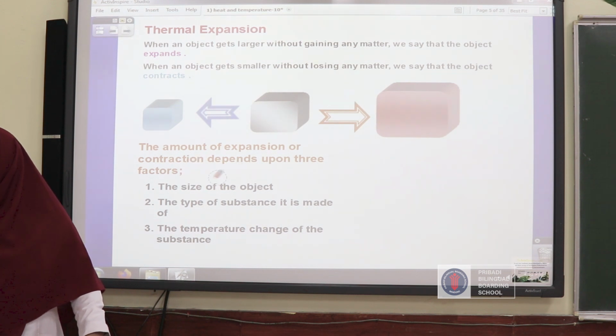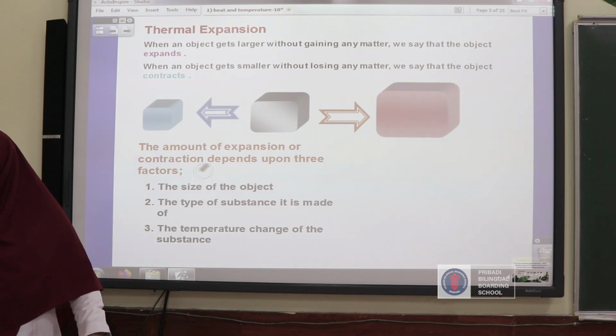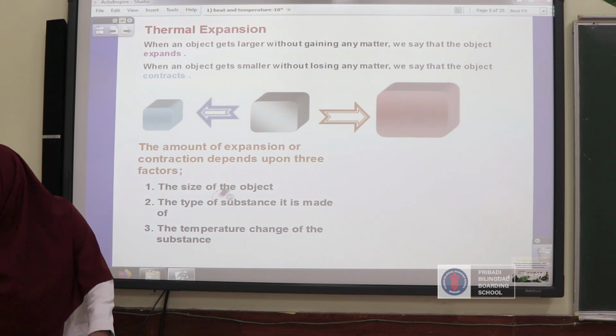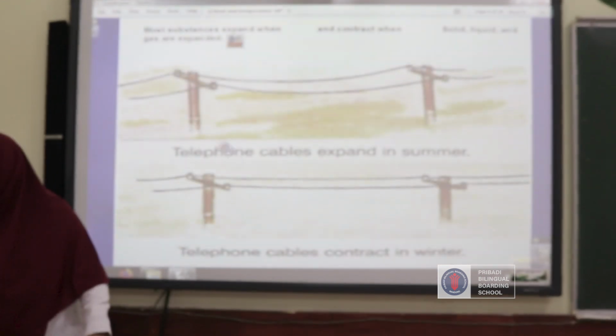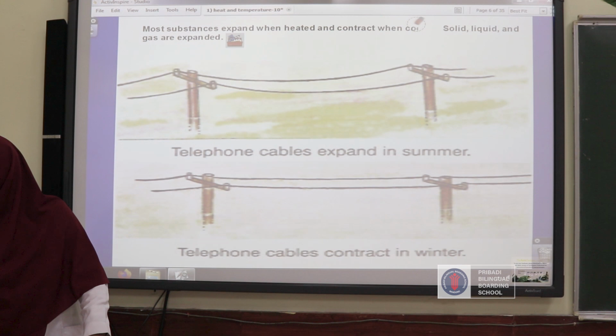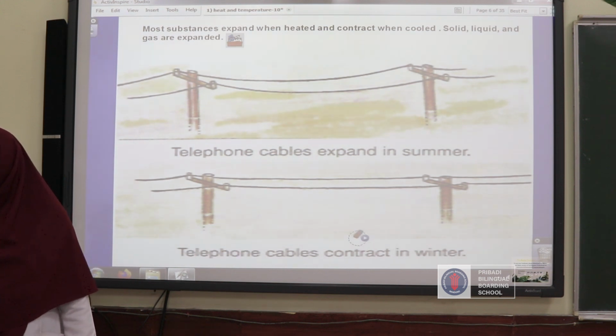Okay, the amount of expansion or contraction depends on three factors: the size, the type of substance, like different types of metal having different effects, and the temperature change, the delta of the substance. Now let's see an example in our daily life. You can see that the telephone cable, the telephone wire, expands in summer, but contracts in winter.